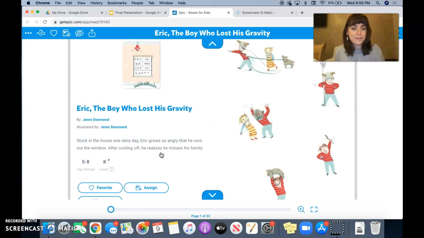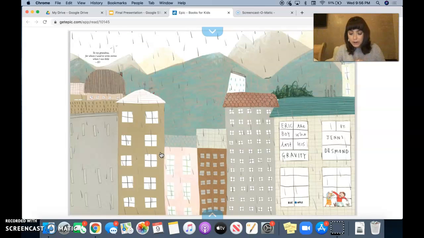This is Epic. It's something that I use with my kids, and they absolutely love it, and it tracks a reading log for every single one of them. So it's a really great resource in case anyone else wants to use it, and it's free for teachers and students. So now they've used their QR code and they're looking at the same story that I am. So we would go through this, and I will stop at various points. Eric, the Boy Who Lost His Gravity.